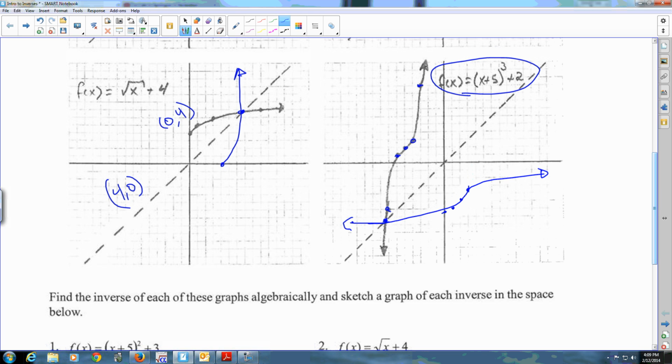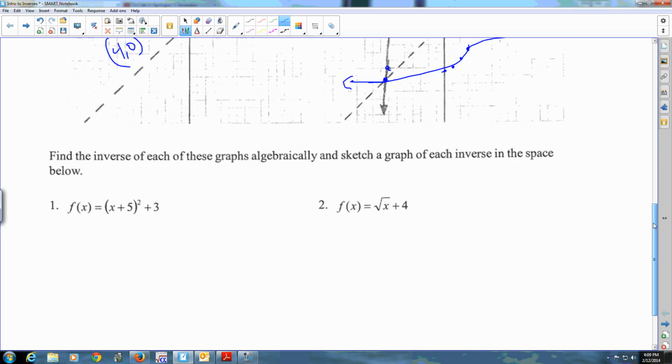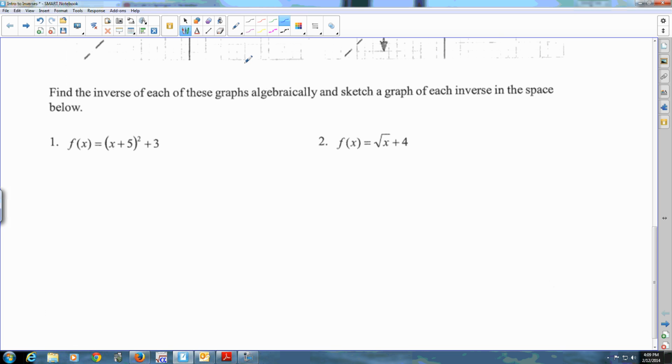Okay. All right. Yeah, that's the way I curved it before. Okay, so there we go. Now, that's the graphic way of doing it.